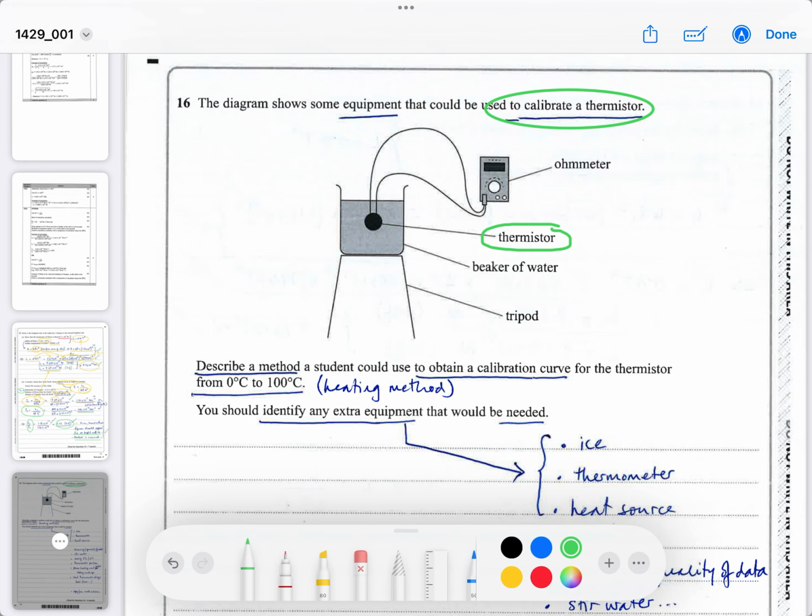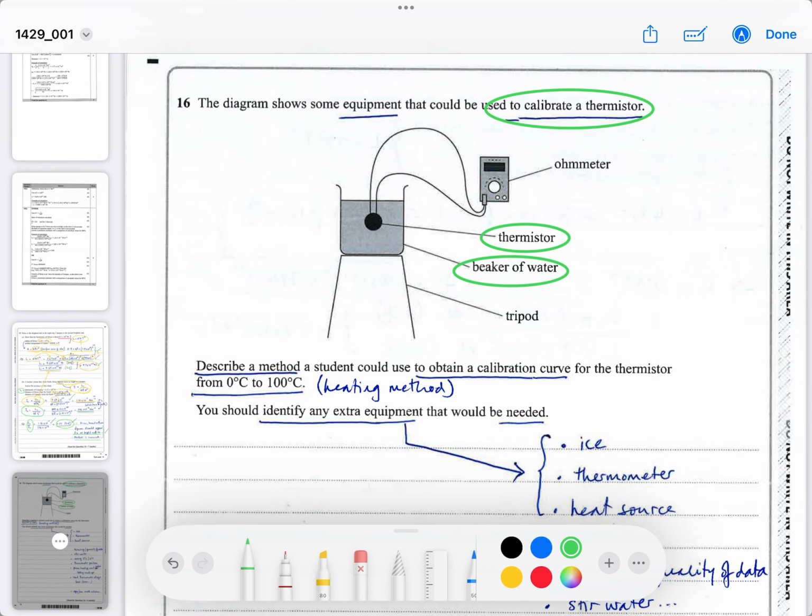I actually did this with my GCSE students the other day, and the variation made it easier than this. So we had a beaker of water. We didn't put it on a tripod because we were not heating it. The way I did it with my students in year 10 was to put it in boiling water and let the temperature drop gradually.